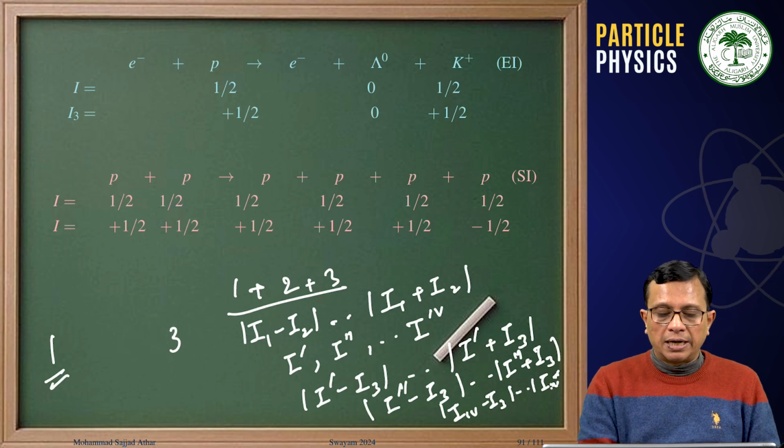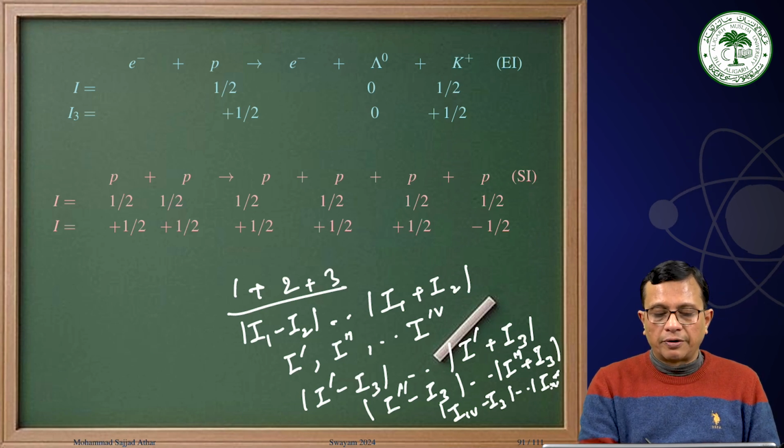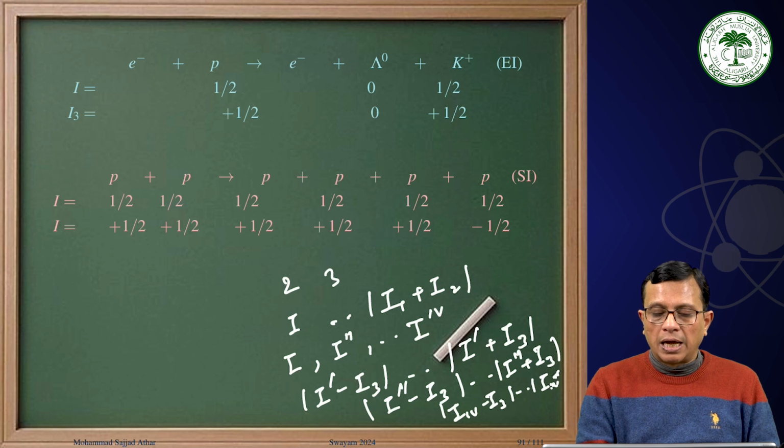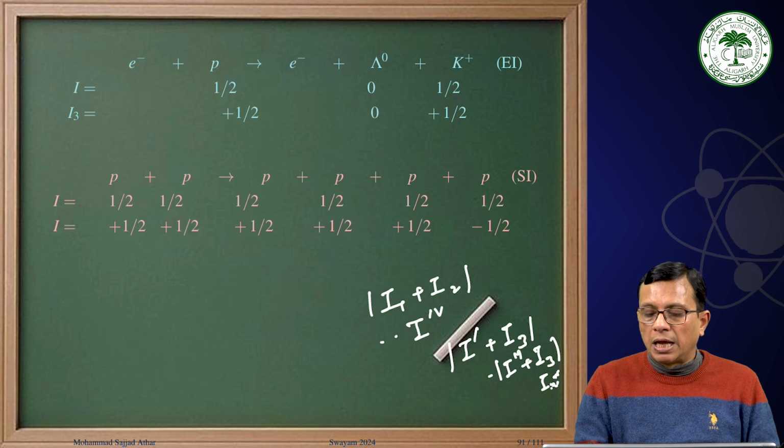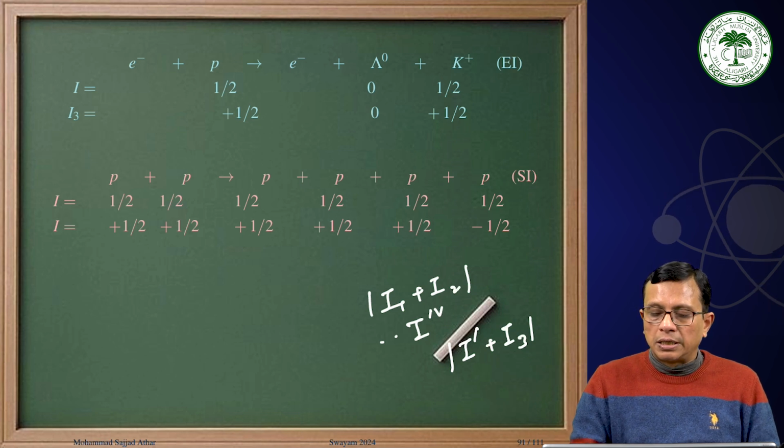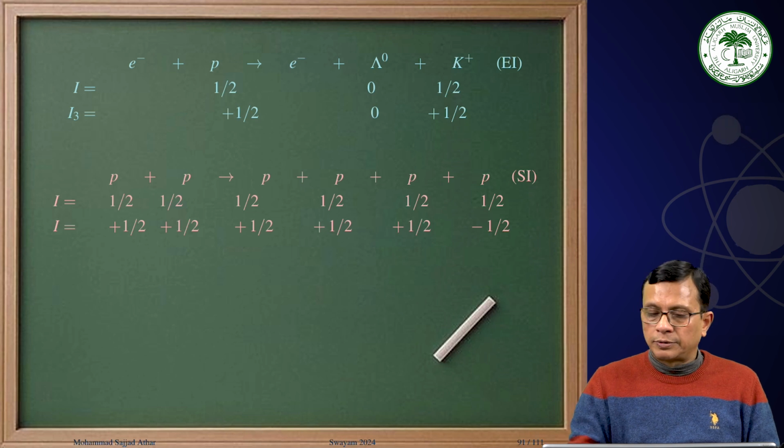And then we will say that this process is conserving isotopic spin. And then when we look at the third projection component of isospin, we have to add them algebraically to get the results.